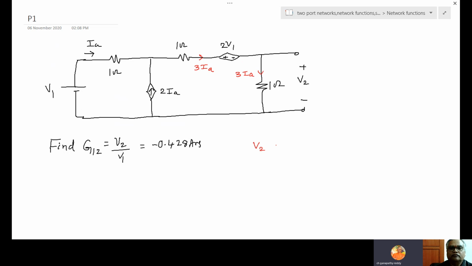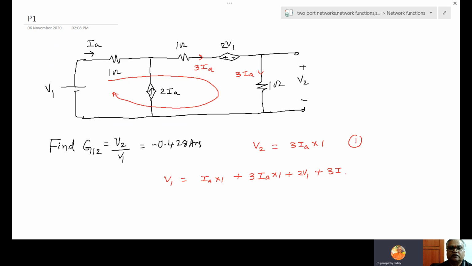V2 is equal to 3IA into 1. This is one equation. The second equation is we can go for this outer loop. That is V1 is equal to IA into 1, this IA into 1 plus 3IA into 1, 3IA into 1 plus 2V1 plus 3IA into 1.